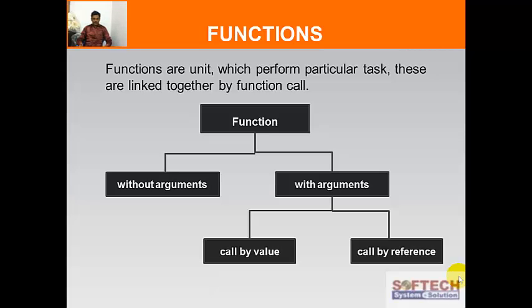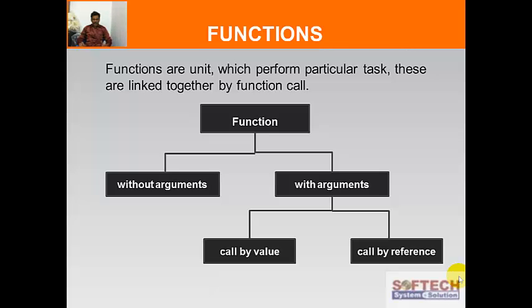Just like that human lifestyle, a C program also consists of more than one function. Each function performs a specific task. If we want that task, that is, if we want that service, we simply call the function. Functions are categorized into two types: function without arguments and function with arguments.